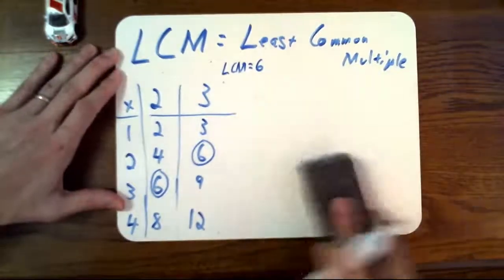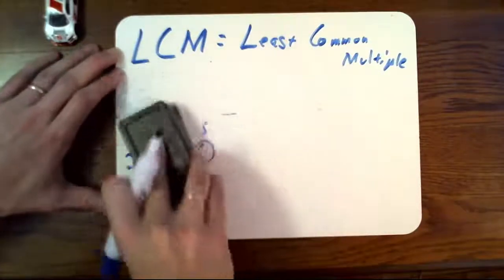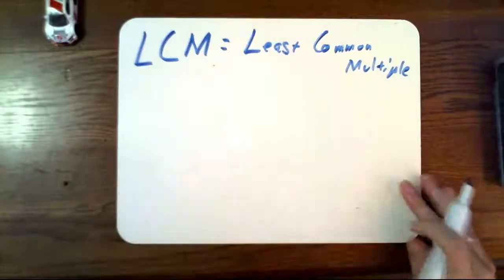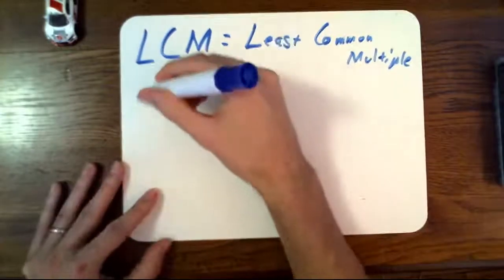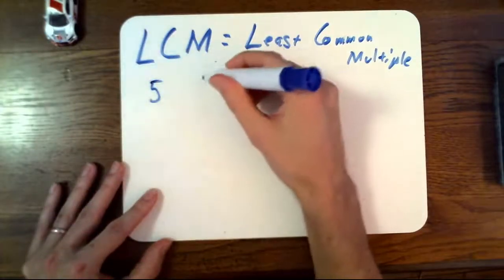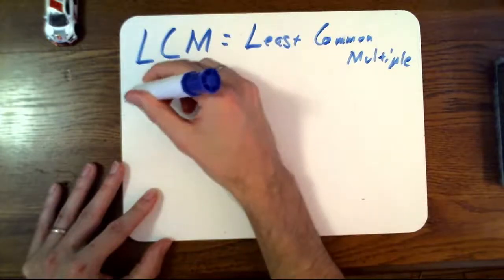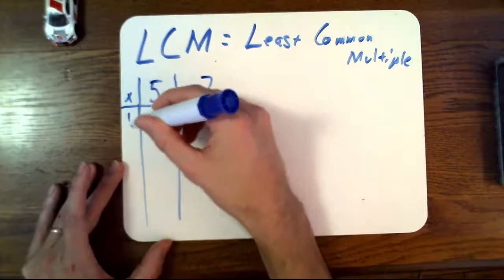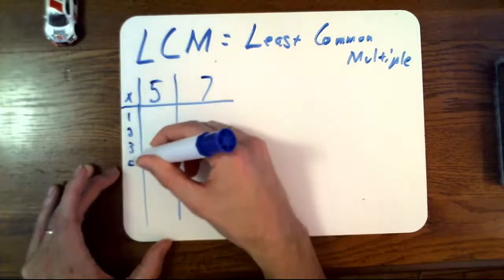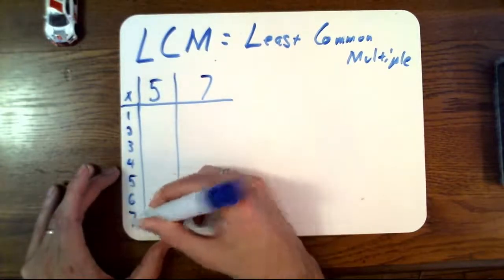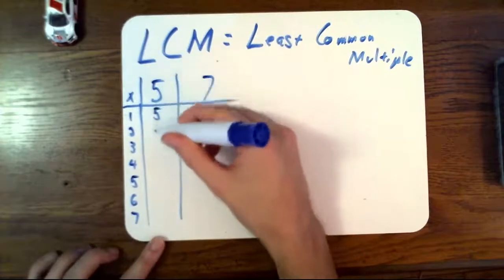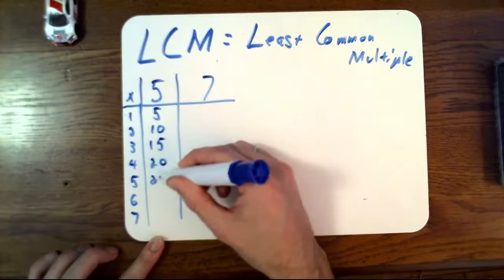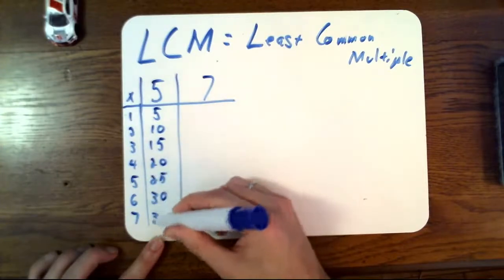So let's compare other numbers. How about we find the least common multiple between 5 and 7. So what is 5 times 1? 5. 5 times 2 is 10, 15, 20, 25, 30, 35.